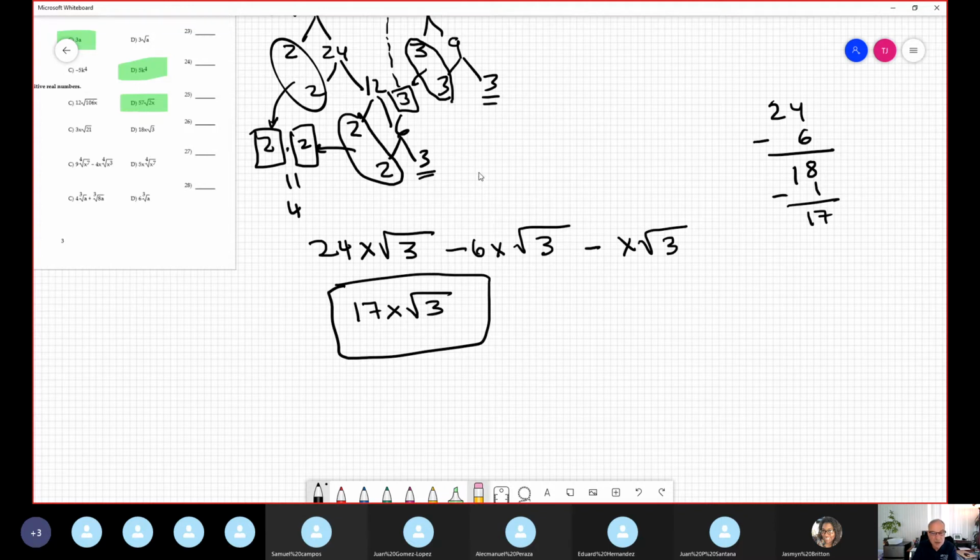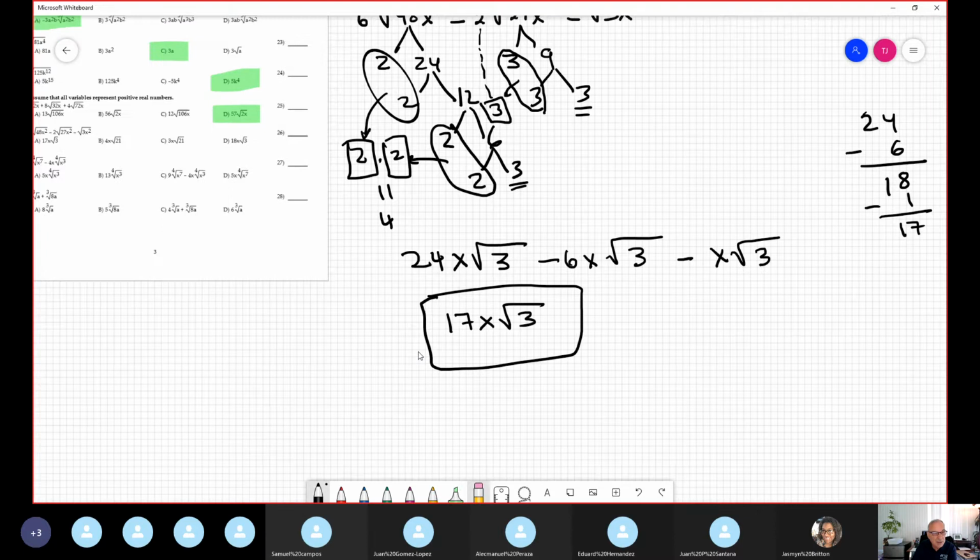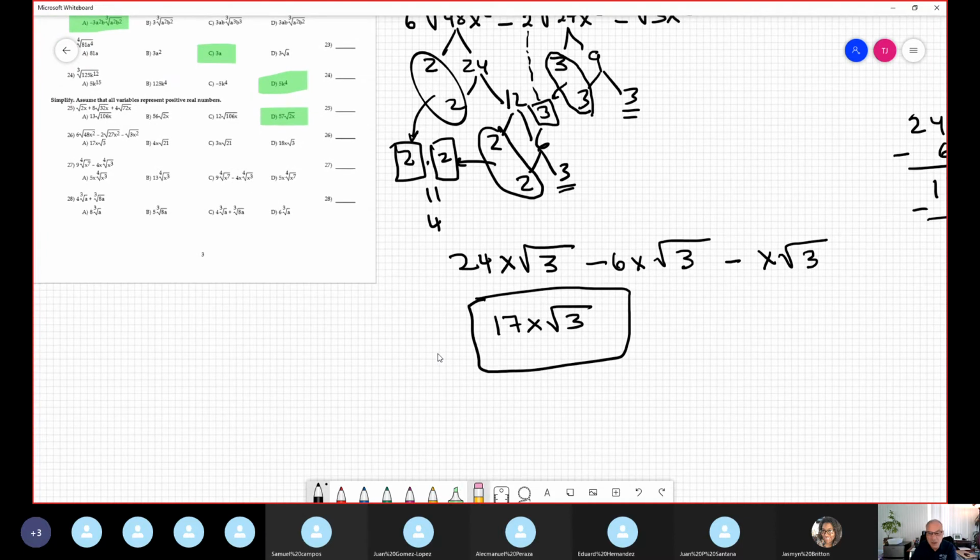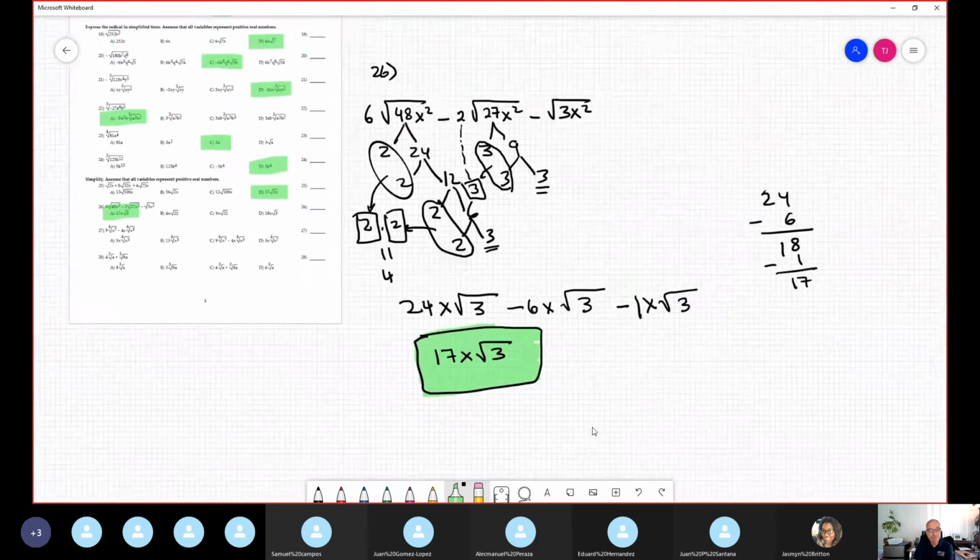Let me see. The frequent mistake students make is ignoring this negative 1 here, because it's invisible. I understand, but the answer is 17x radical 3, option A. Any question? No? Okay. Easy.